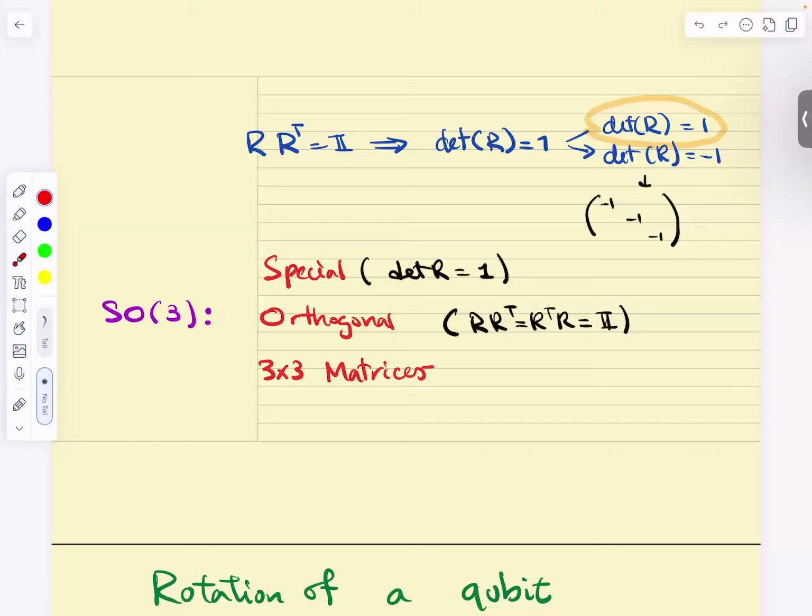Good? All right. So orthogonal means this relation. 3 by 3 matrices. Special means determinant of R equal to 1. Special orthogonal 3 by 3 matrices is called SO3. So SO3 are 3-dimensional representations of rotations, real representation. Good? These are those cosine phi's, sine phi's that you recognize. It's called SO3. It's a group. Everyone's with me?